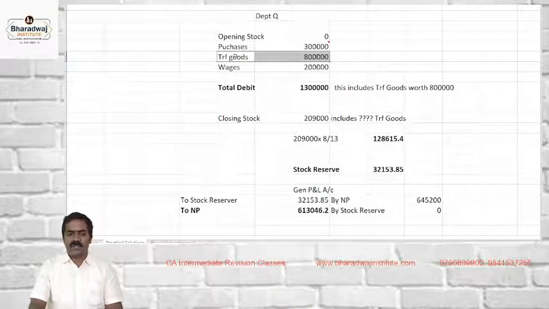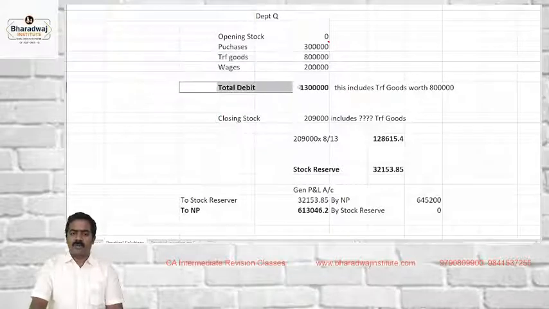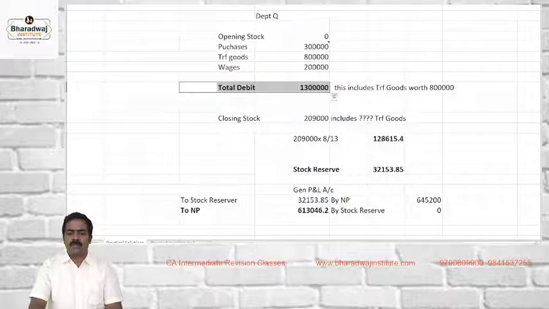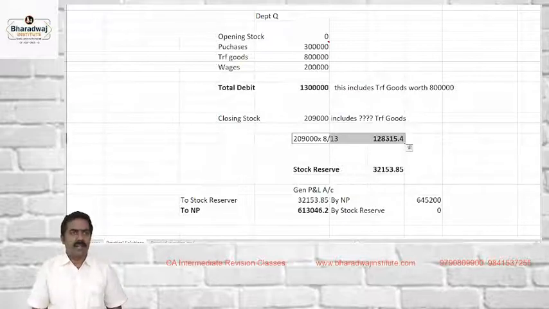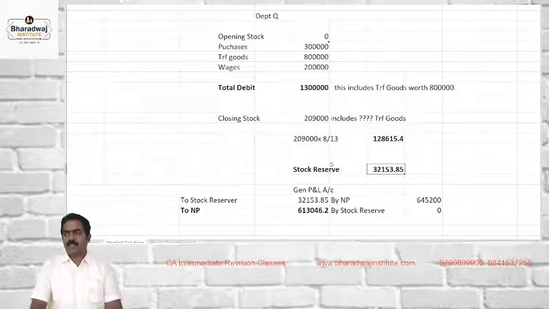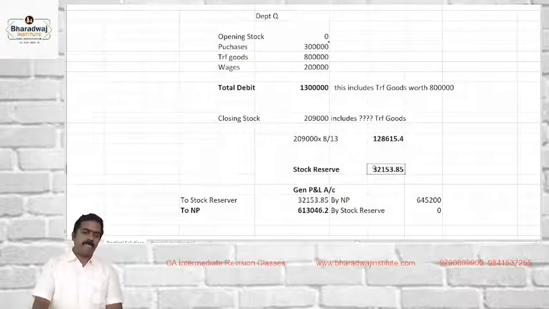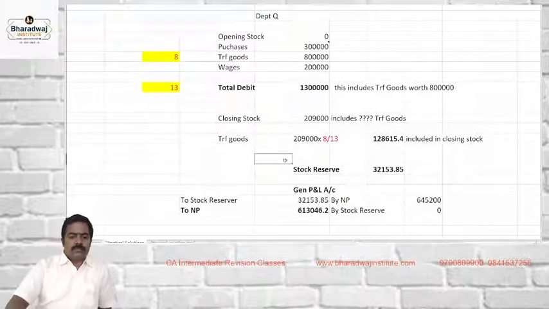Only transferred goods will have the loading. Otherwise, you can check directly here also. What is the proportion of transferred goods to total debit? 8 by 13. Yes. 2,09,000 into 8 by 13, that is your stock reserve. That into 25% is your stock reserve. Take up this, then we will proceed further.